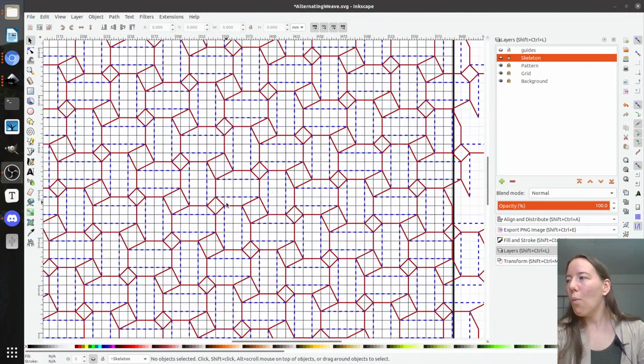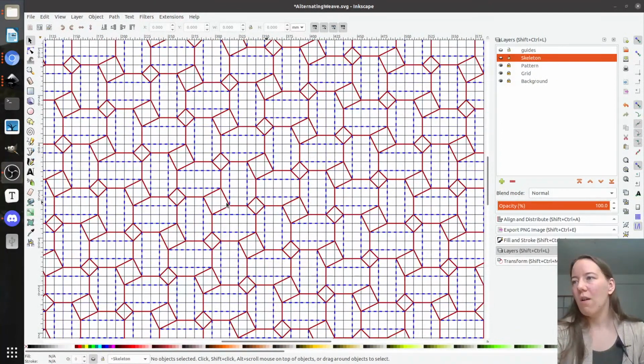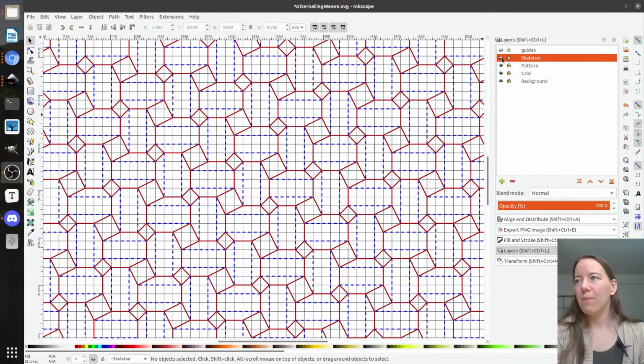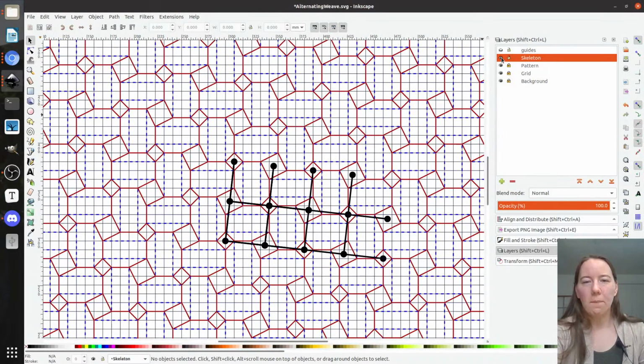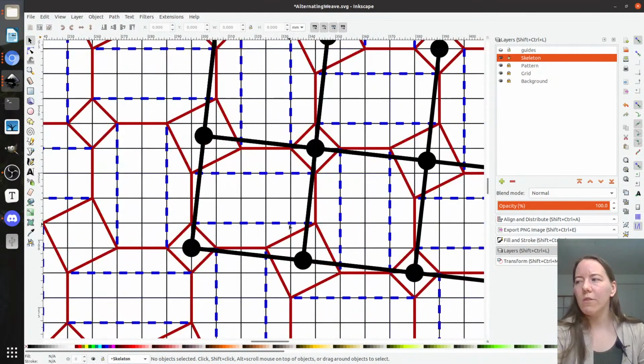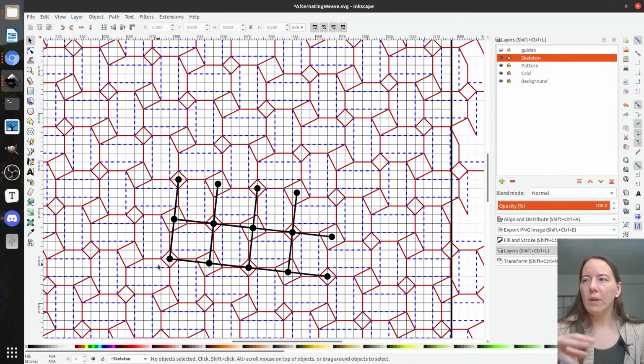So what would the skeleton look like on this tessellation? I've got just a fragment of it here, but you can see these dots and bars. Dots go in the center of the square twist, bars go along, not strictly in the same direction as the pleat, but connecting 2 twists that are connected by a pleat. And so we'll see more of that coming up.